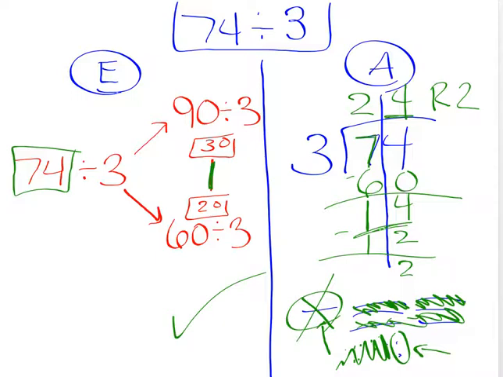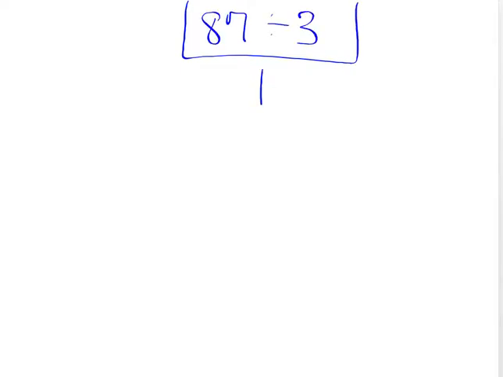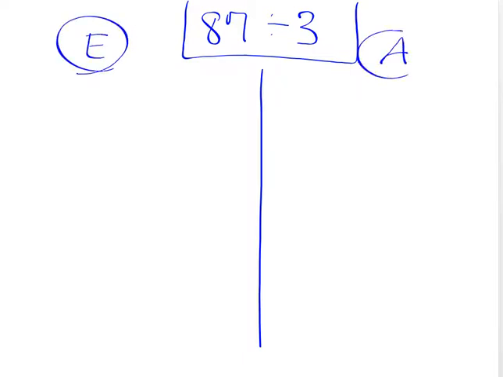If you need to rewatch that, go ahead. Try it in your notebook along with me to make sure that you're feeling pretty good. And then let's try one more, okay? In your notebook, I want you to do what we just did. I want you to try 87 divided by 3. I want you to put your estimate over here, and I want you to put your actual over here, and then compare to see if they're reasonable. Ready, go.